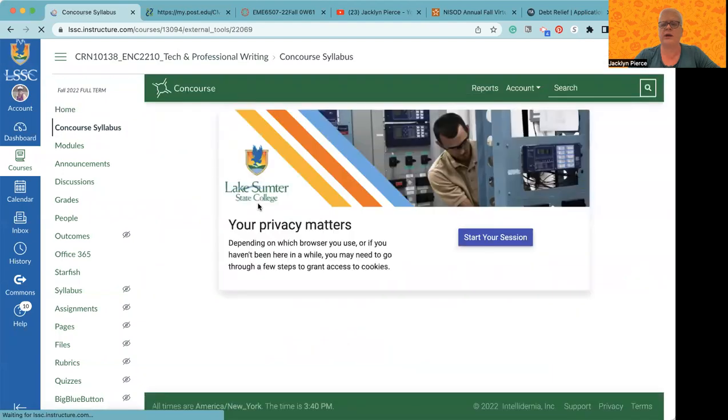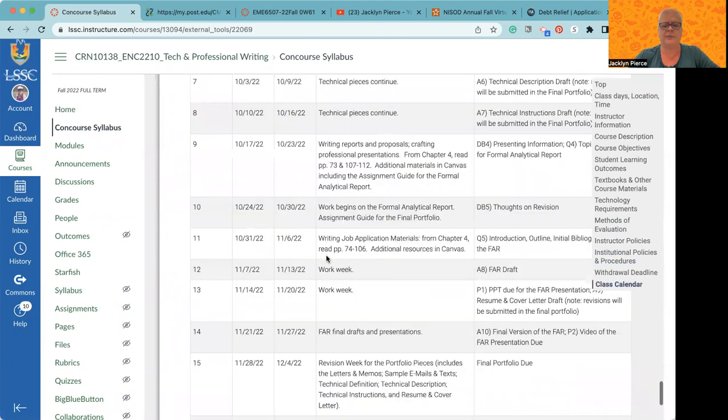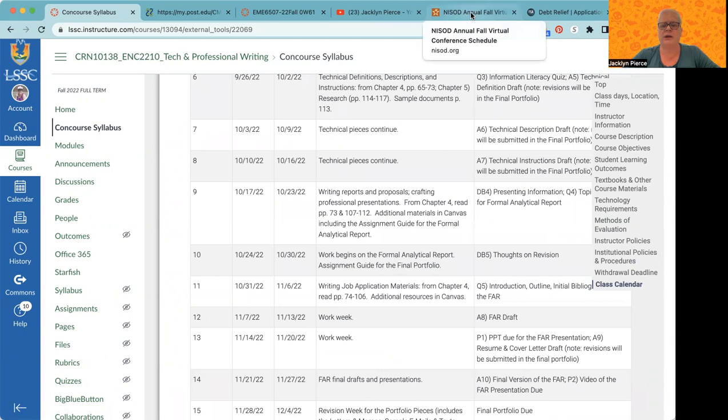As usual, I just want to orient ourselves on the syllabus. If we take a look at where we are, we're in week 9. And of course, this is where we're getting more into writing reports and proposals, crafting professional presentations. We're going to be doing some reading in the text, and some additional materials in Canvas, including the most important piece, which is the assignment guide for the formal analytical report. This week you will have a discussion board due about presentations, and you're going to be submitting your topic proposals for the formal analytical reports.